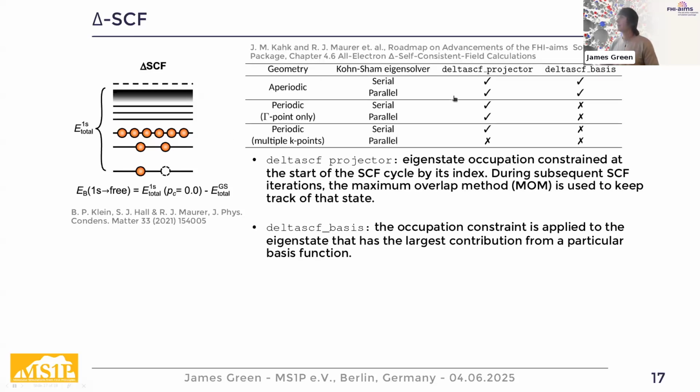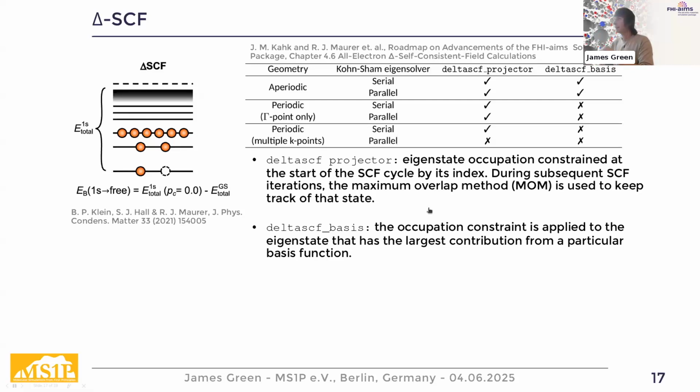And this table here shows the keywords that are responsible for this in FHI-aims. So there are actually two different choices you can make, either the delta SCF projector or delta SCF basis, and this table shows the availability of the two keywords. In delta SCF projector, at the first SCF step you constrain an eigenstate to have a particular occupation, and thereafter the same eigenstate is kept with the same occupation.